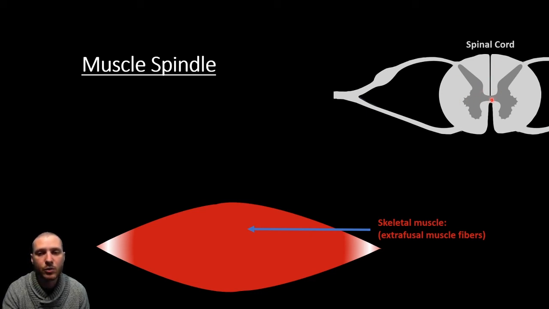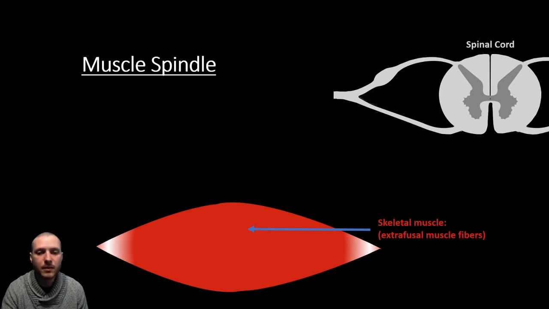So this is where we're going to report information from our muscle to the nervous system. In red we have our skeletal muscle. We didn't talk about the specific name, but these are called extrafusal muscle fibers. Extra meaning they're on the outside of the muscle. So when you think of skeletal muscle fibers, you usually think of extrafusal.